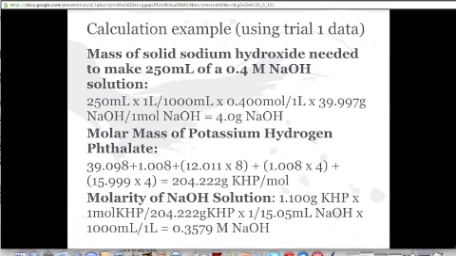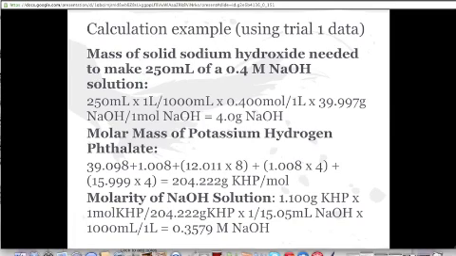And first we have to convert this milliliters into liters, because when we multiply this by the molar mass of sodium hydroxide, it's always in liters. So we convert it to liters and then multiply it by the molarity of sodium hydroxide that we want, and finally multiply by the molar mass of sodium hydroxide to get 4.0 grams sodium hydroxide.